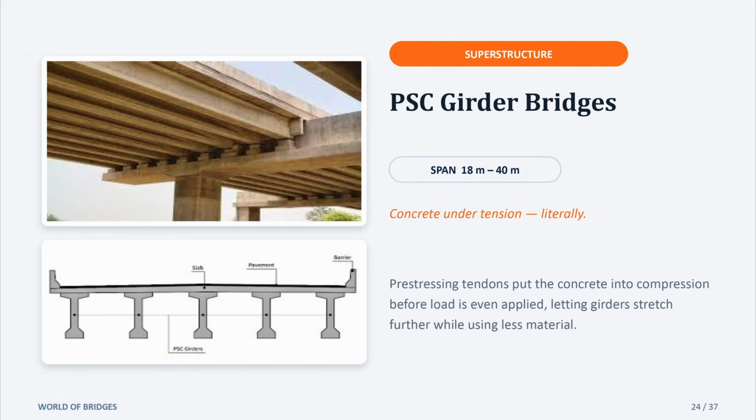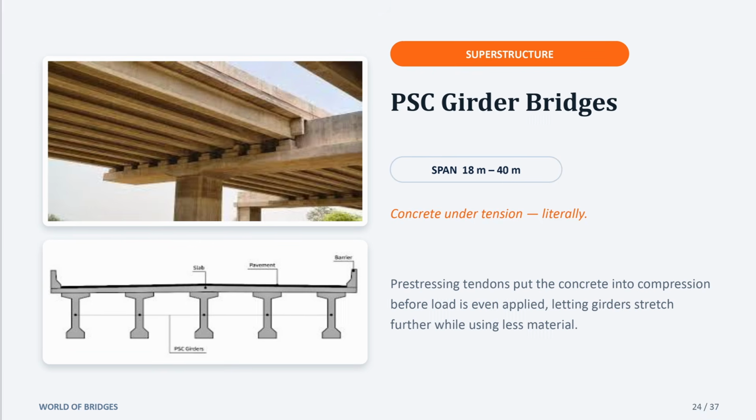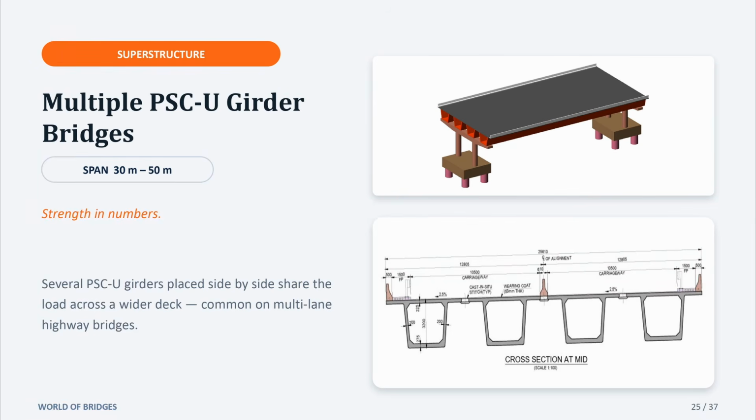PSC girder bridges. PSC, pre-stressed concrete girder, handles 18 to 40 meter span, almost double what plain RCC can do. The trick is tensioning steel tendons inside the concrete before any load is applied, putting the whole section into compression. Concrete is great at resisting compression and terrible at tension, so pre-stressing plays a very important role in improving the strength.